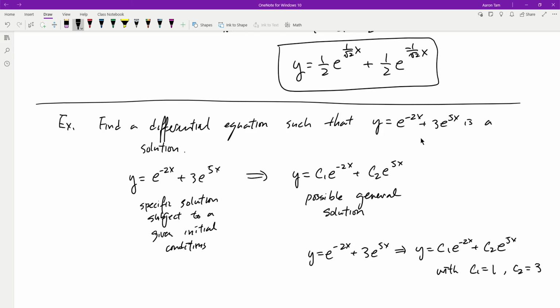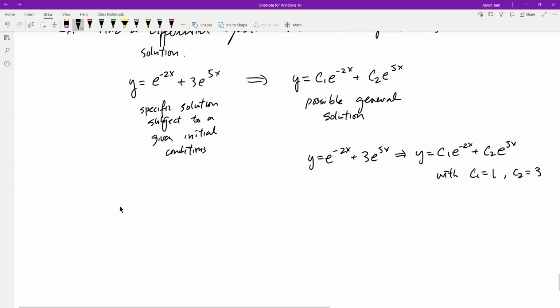So therefore, when we generate this equation that could have this function as a solution, we don't know exactly if that is the solution. It would be a possible equation that would do that. So now, how do we actually do that?